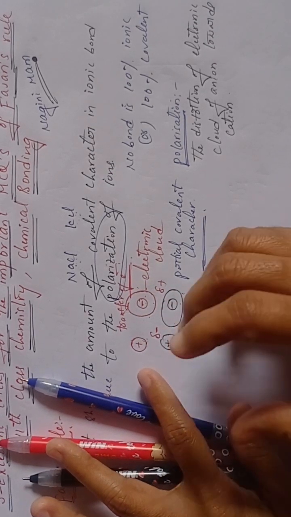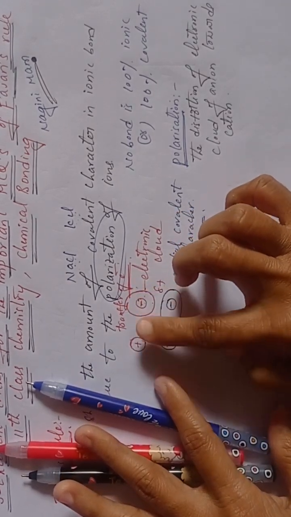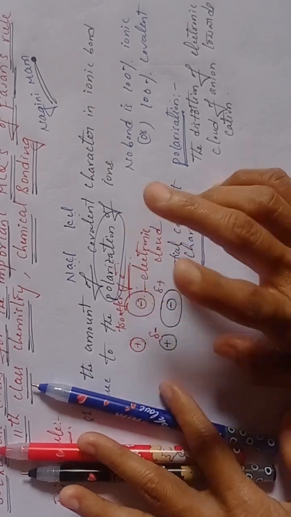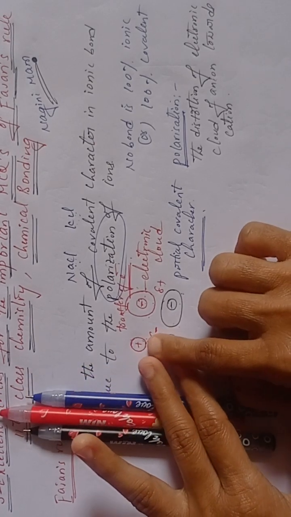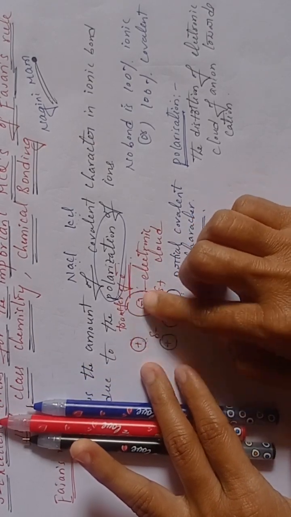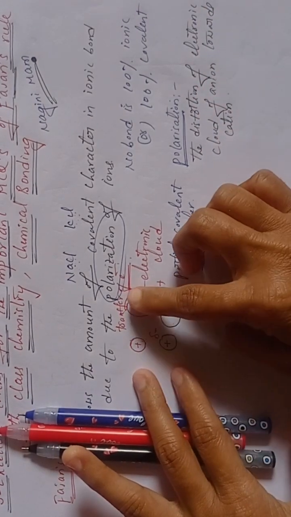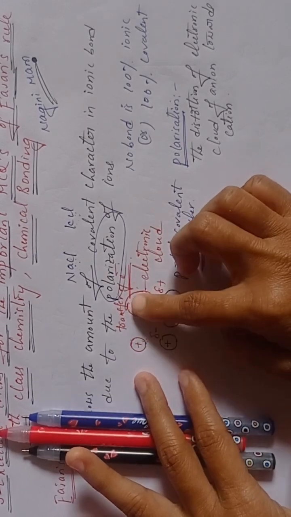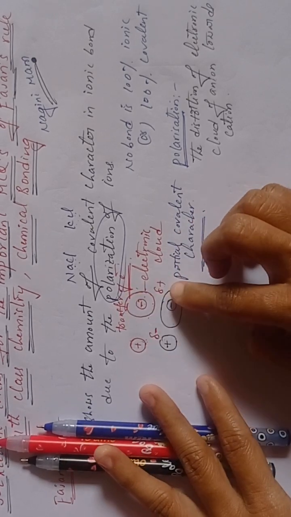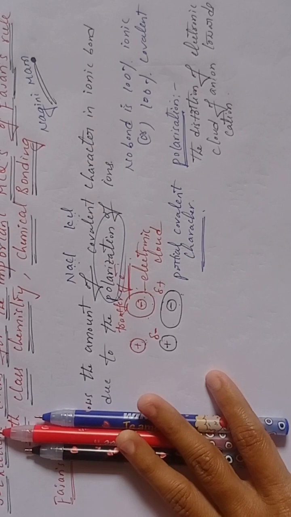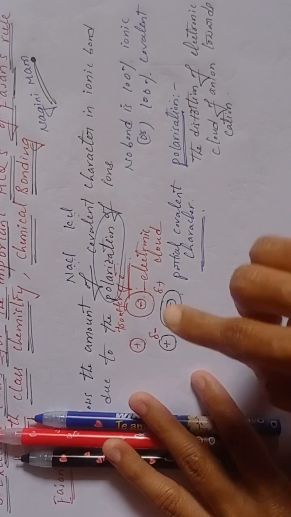So here sharing of electrons takes place. These electrons are shared by both the ions, cation and anion. The cation's effective nuclear charge is more, so it is attracting the electronic cloud towards its own direction. Actually this electronic cloud is circle type, but because of the cation, we can observe a distortion in the electronic cloud of anion towards the cation. It is nothing but polarization.